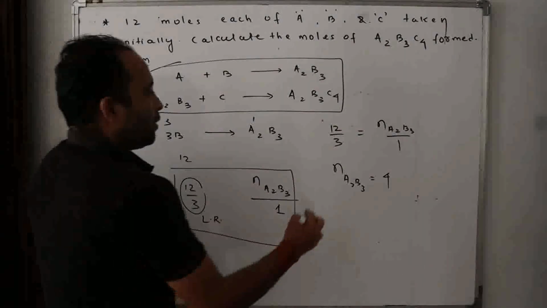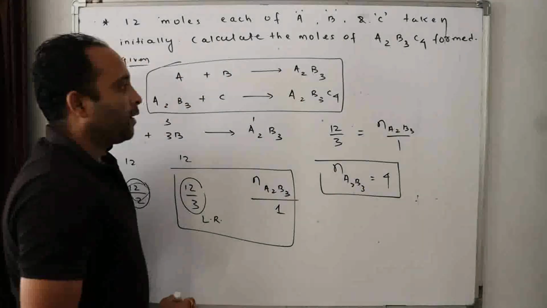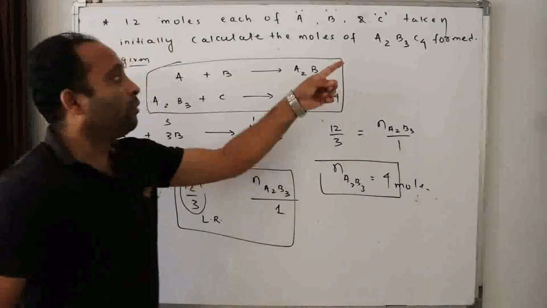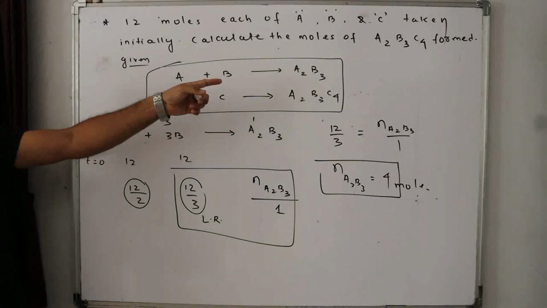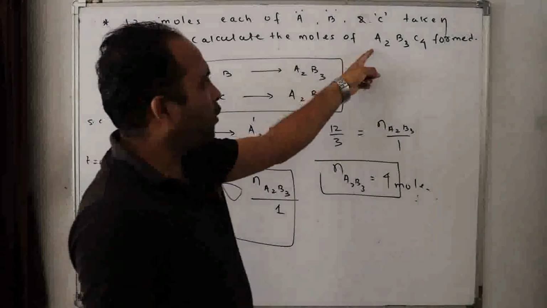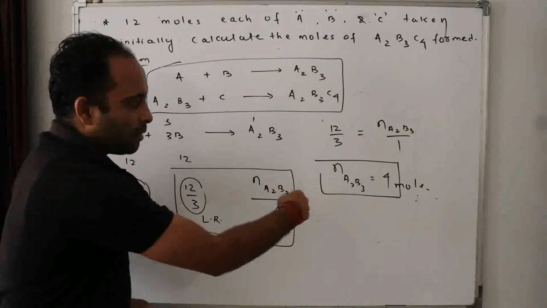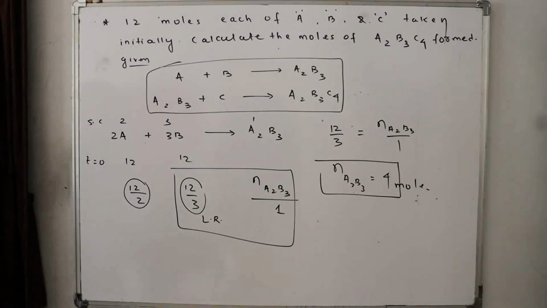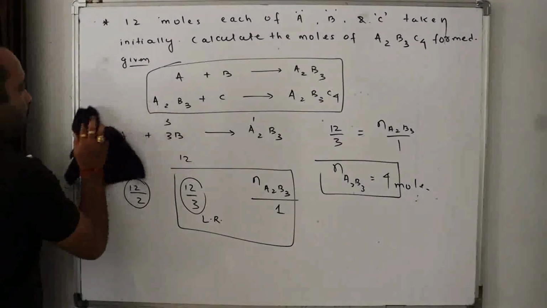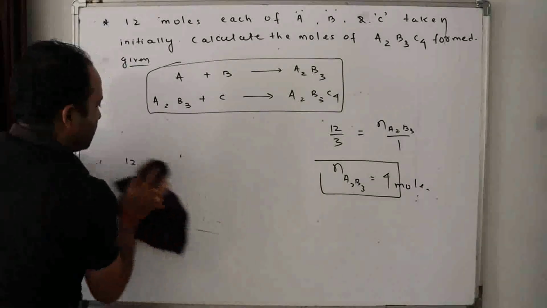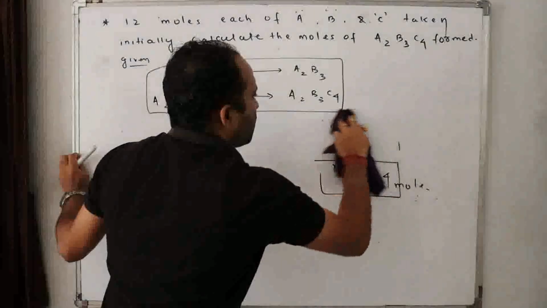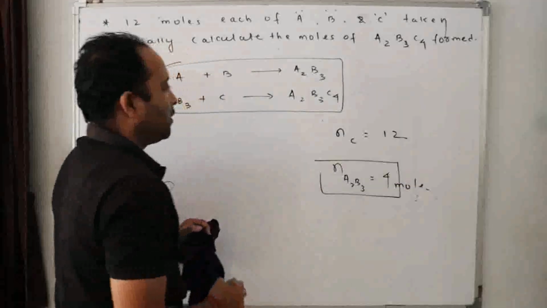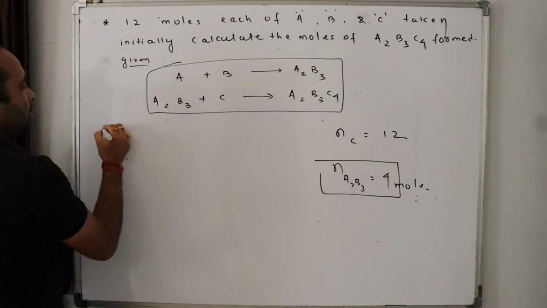Isn't it? So how much amount of A2B3 is formed? 4 moles are formed. But our question is to find A2B3C4. How many moles are formed? 4 moles. Now our target is to find A2B3C4. Can I rub this? Just note it down. Now look at this. Initially, number of moles of C was taken how much? 12.